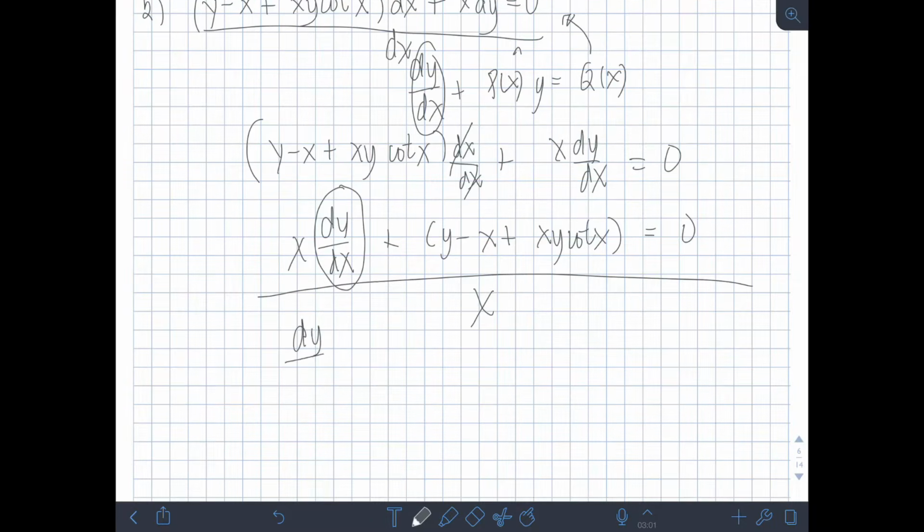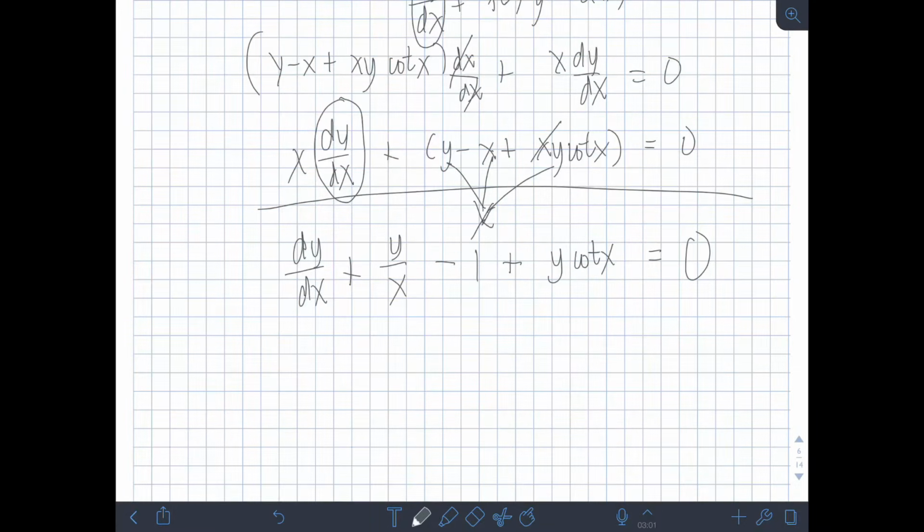So, parang dy over dx plus, so ito, distribute ko term by term yung x, y over x minus x over x or 1 plus xy cot x over x. So, makakancel si x, matitira y cot x is equal to 0. Okay? Now, di ba ang goal natin dapat meron tayong y na may katabing function of x. So pwede nating i-factor out yung y dito. So, dy over dx plus y (1 over x plus cot x). Okay? Tapos itong minus 1 equal 0.